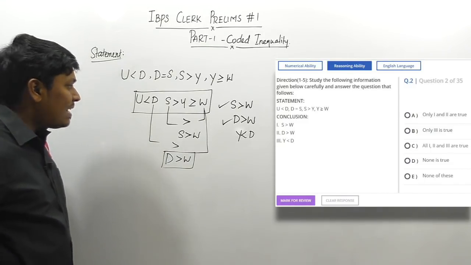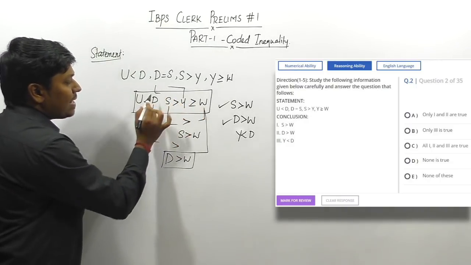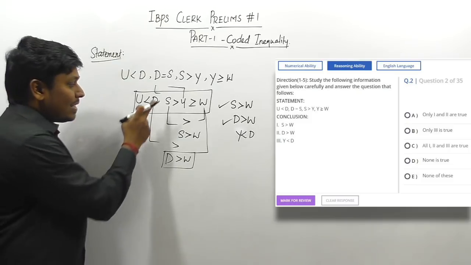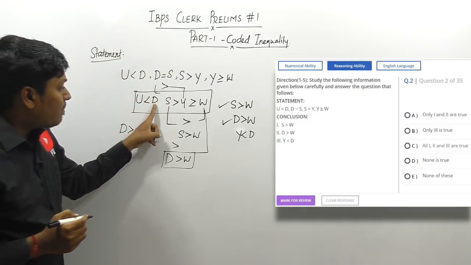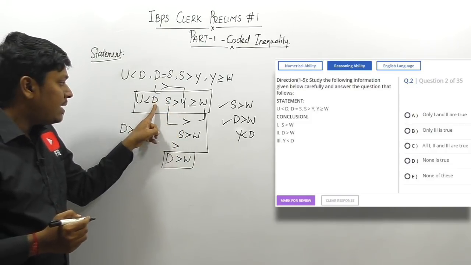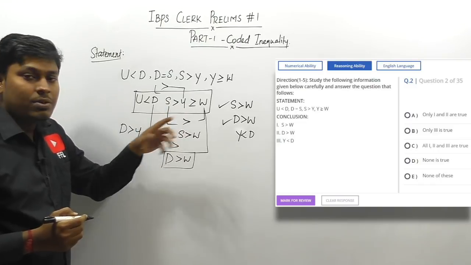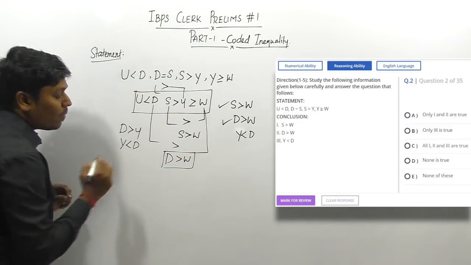Conclusion number 3, Y less than D. So we need to compare Y and D. Listen carefully. While comparing Y and D, we have only 1 symbol, that is D greater than Y. Friends, are you able to understand this, right? While comparing D and Y, we have only 1 symbol, that is greater than. So D greater than Y or S greater than Y, both are the same. So D greater than Y can also be written as Y less than D.